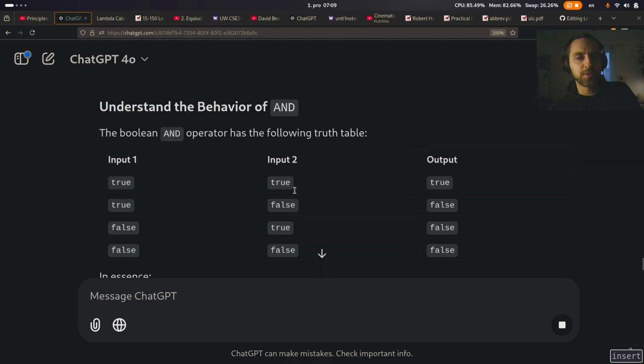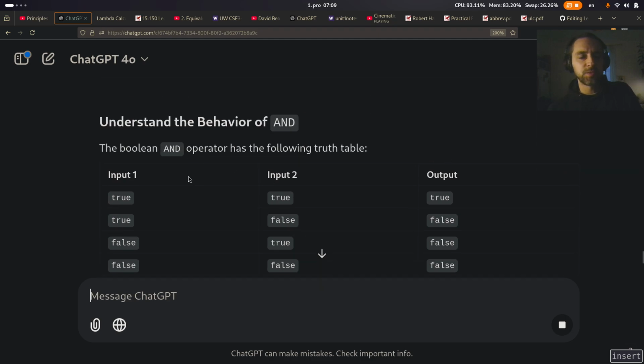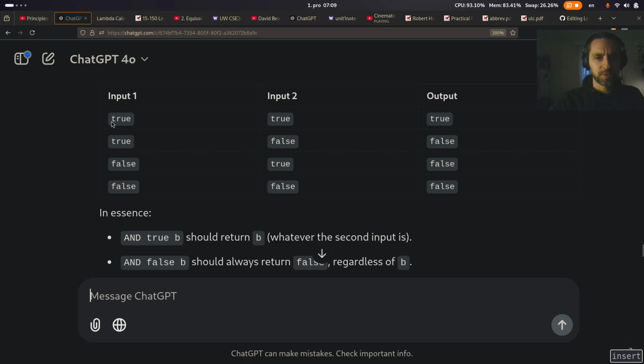So yeah, I wanted to see this. So the Boolean AND operator has the following truth table. True, true, true. True, false, false. False, true, false. False, false, false.